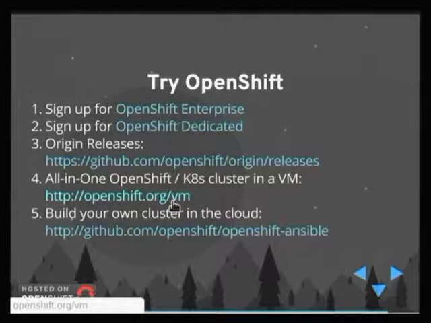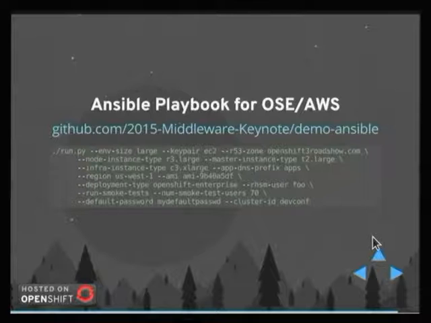Also, if you'd like to deploy a large cluster, the OpenShift Ansible repo has playbooks for deploying OpenShift to Amazon, to Google Compute, to raw machines, if you have raw machines, anywhere you like. Ansible is our deployment tool for large environments. The environment that I am using today, I set up using this particular Ansible playbook, this one command, and one command, 20 minutes later, I had a cluster of 10 machines. So it should be very easy to set up.